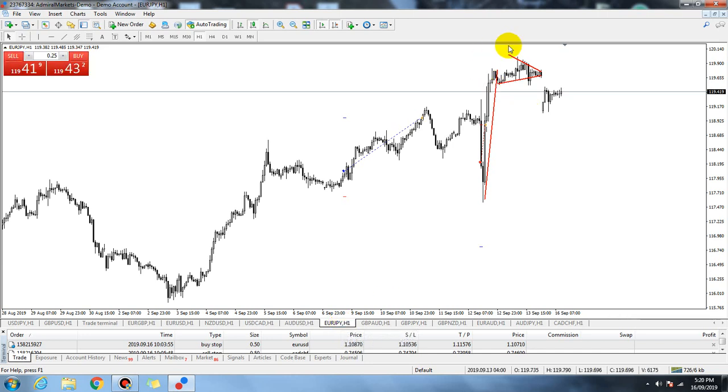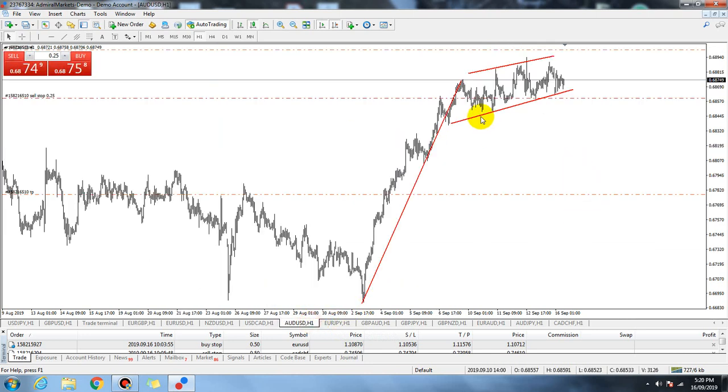The Euro Yen gapped really strongly right outside the pattern I was looking for, so I'm going to wait and see how that resolves. Aussie USD, I was looking for an ascending triangle slash ascending flag for the Aussie to run out of steam to the upside and break down to the downside.